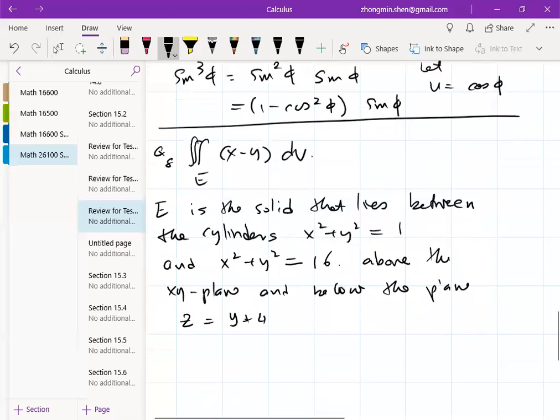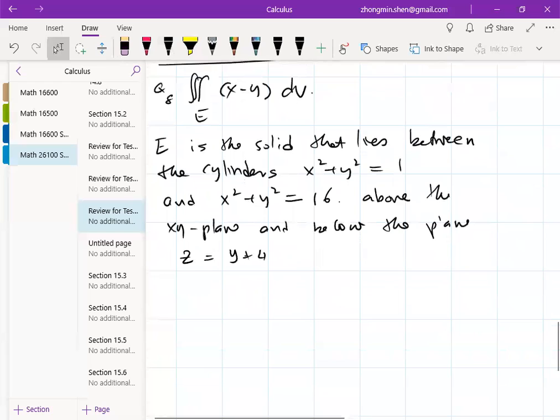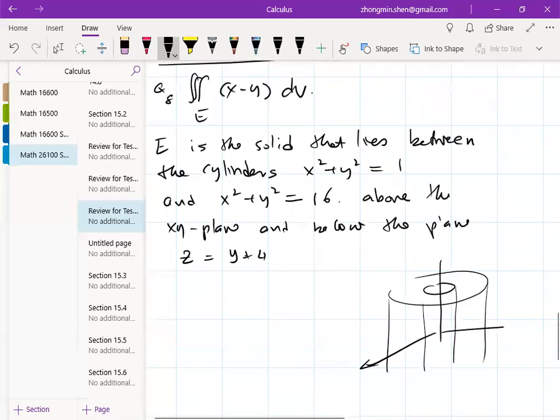So yes, you still have to sketch the graph. You have two cylinders, one smaller and the other larger. The XY plane is here, so this is the XY plane. It's above the XY plane.